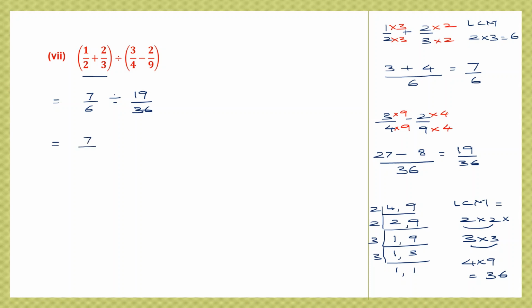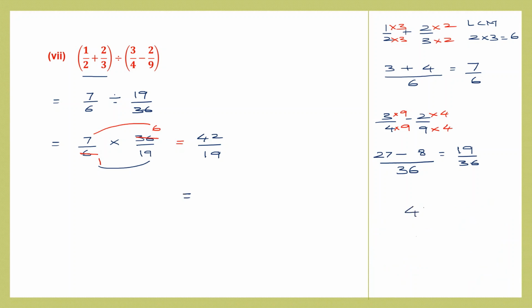So the first fraction remains the same, 7 by 6. Division changes to multiplication, reciprocal now, 36 by 19. Now what is it that we can cancel here? We can cancel 6 and 36. 6 ones are 6 and 6 sixes are 36. Is there anything else that we can cancel? That's it. So let's multiply the numerator 7 into 6. So 7 sixes are 42, and let's multiply the denominators 1 into 19, which is 19. So here we have 42 by 19, which is an improper fraction. We'll convert it to a mixed number. So let's divide 42 by 19.